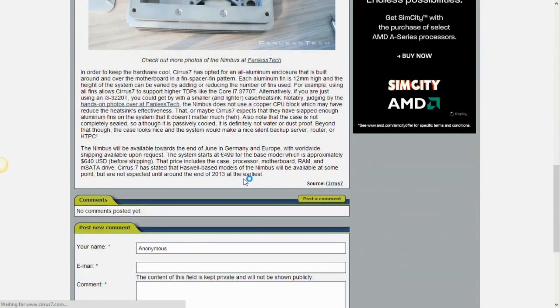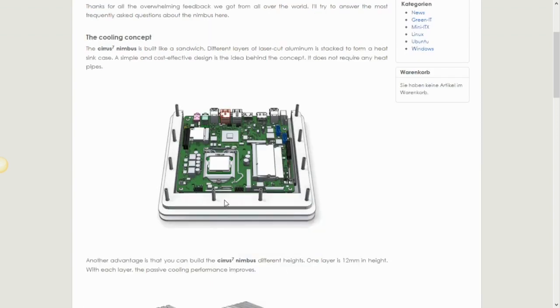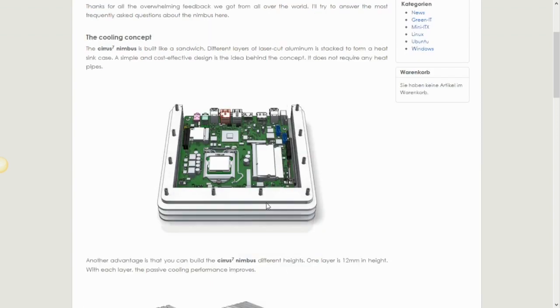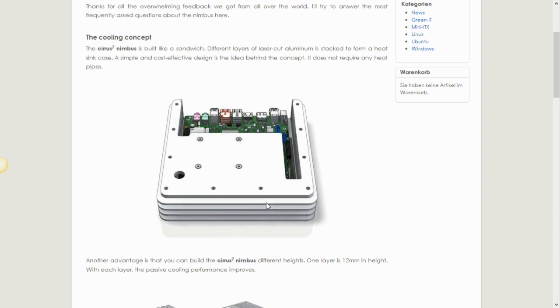So basically, is that the size of a NUC? No, it's a little mini. Ooh, look at this animation. Ooh, look, they're building it. It's a Meccano case.